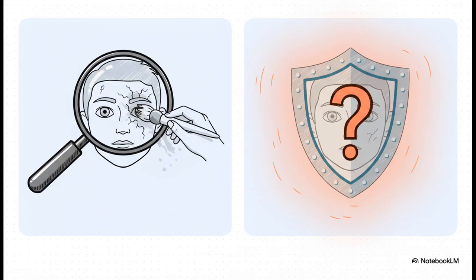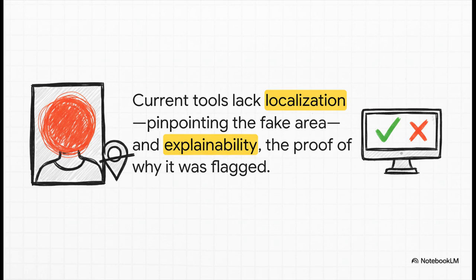It's a really clever idea, but here's the catch. Most of them can only tell you if an image was messed with, not where or how. And that really gets to the heart of the matter. Our current tools are failing on two critical fronts. They don't have localization, so they can't pinpoint the exact spot that was faked, and they lack explainability. They can't show you the proof of why something was flagged. Just getting a simple yes or no answer is just not good enough anymore.